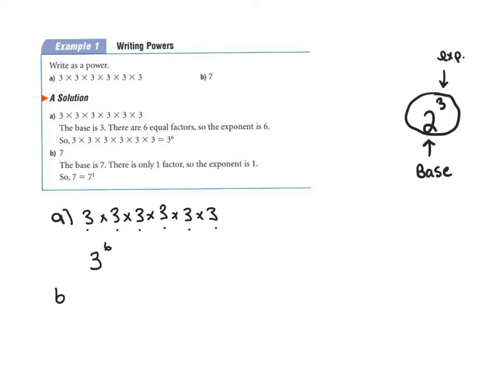In part B, you'll see that we just have one number. And if it's multiplied by itself, the exponent is 1. So this is really important to remember, that if there is no exponent, the exponent is 1, because we're just multiplying it by itself one time.